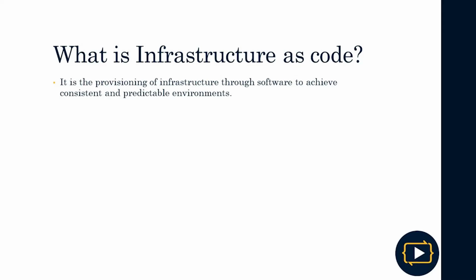As I mentioned before, it's important to understand the concept of infrastructure as code. What do we mean by this? We have a precise definition that will help us understand this concept. You will see it on the screen. In essence, infrastructure as code is the process of provisioning infrastructure through software to achieve consistent and predictable environments. From this definition, I want to highlight some keywords that will help us understand it better.